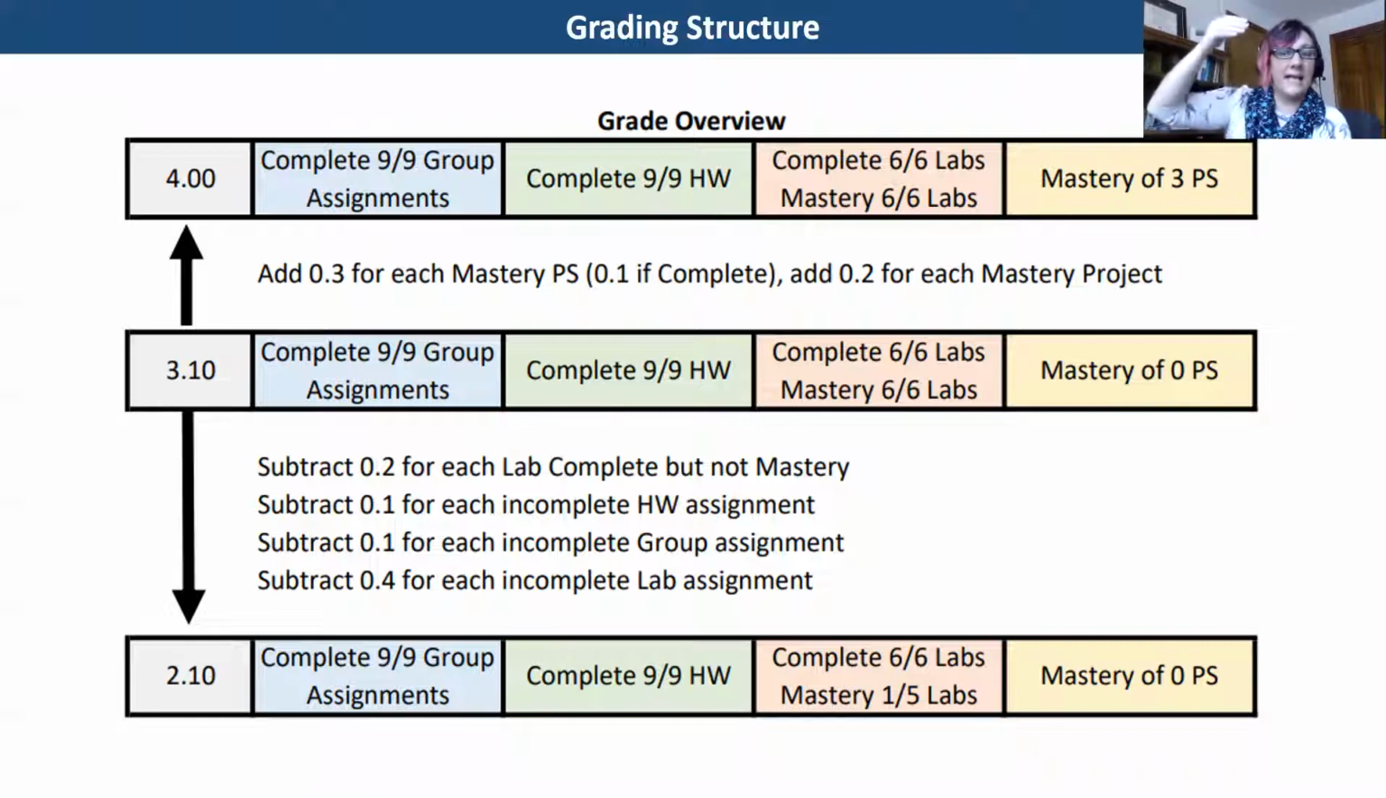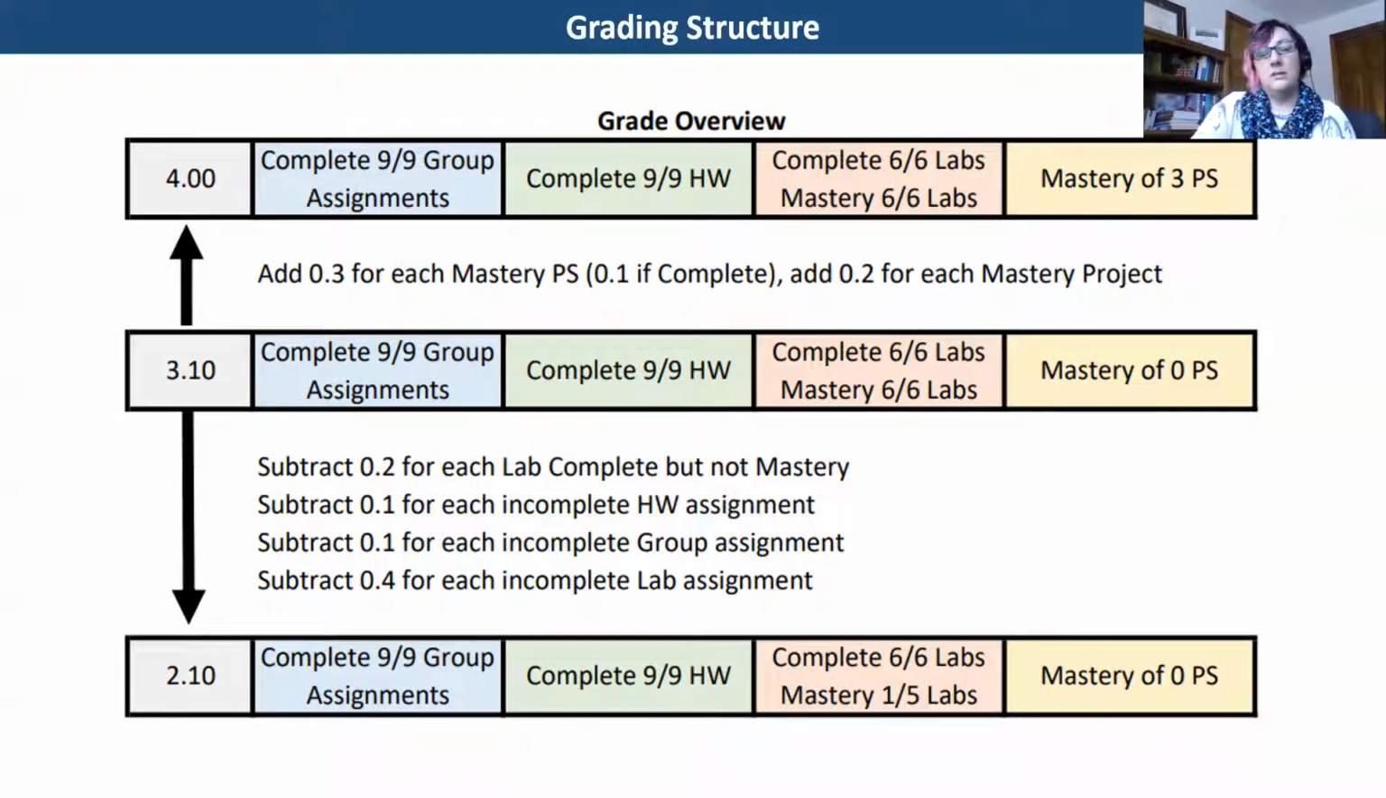To get better than that, to get an A, then you need to start mastering the problem sets and taking those on. Completing all of the problem sets and all of the labs and homework and group assignments, all at a mastery level, gets you a 4.0 in the class.